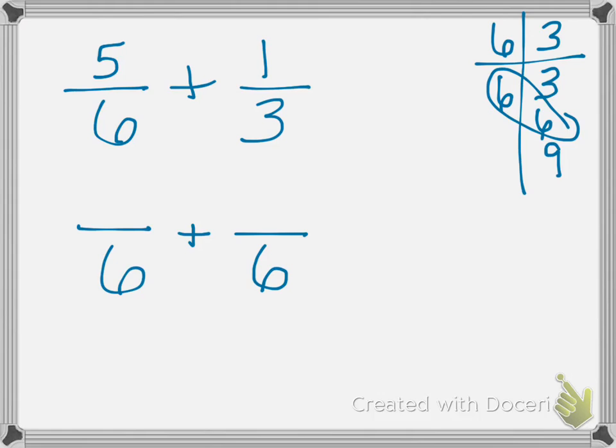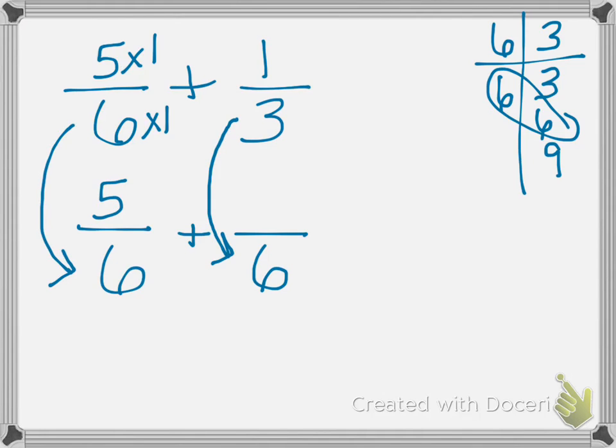Now I'm going to create my equivalent fraction. So I see 6 times what gives me 6? Times 1, so I'm going to do the same thing to the top. Now I look at my next group of fractions. 3 times what gives me 6? Times 2, so I'm going to do the same thing to the top.